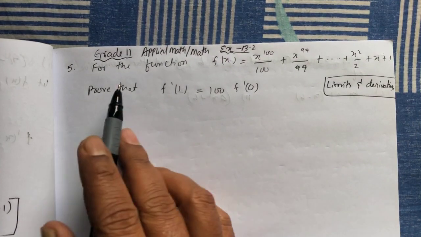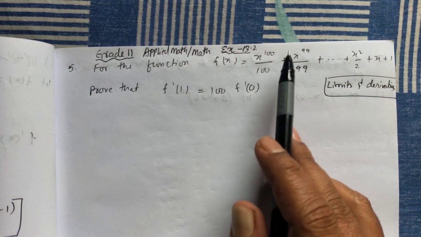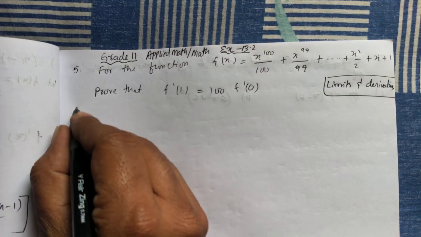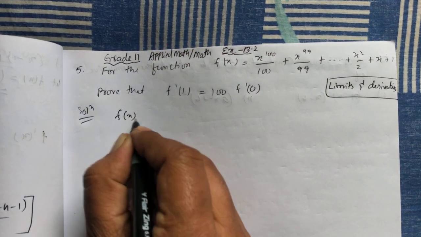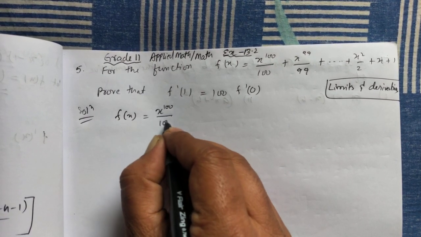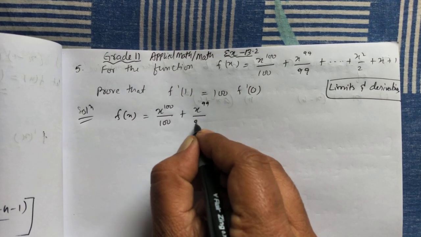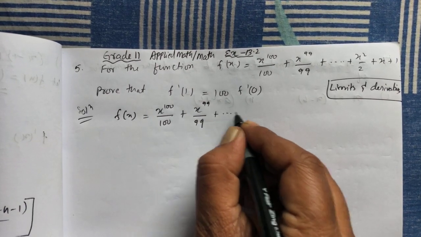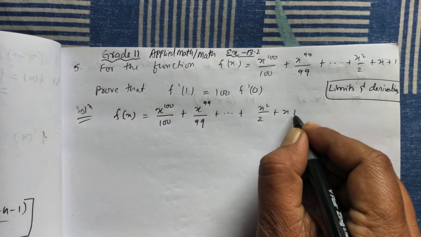So they have given a function here, f(x) equal to x to the power 100 by 100. Whatever is given, you can write f(x) is x to the power 100 by 100 plus x to the power 99 by 99, plus it goes on till x squared by 2 plus x plus 1.